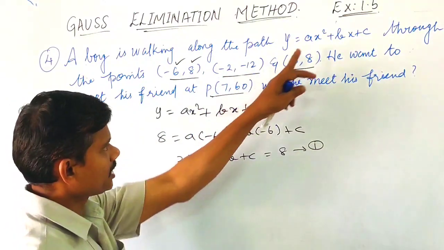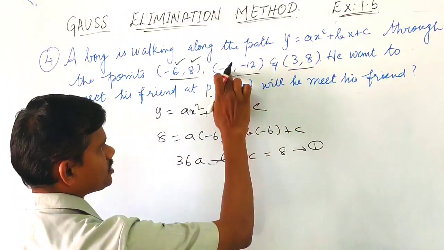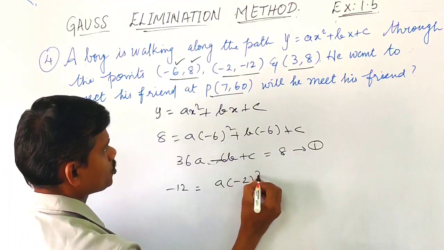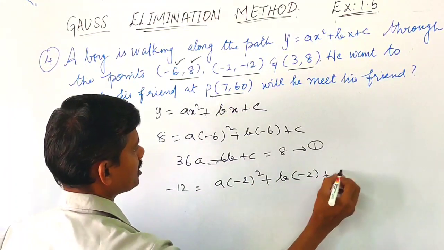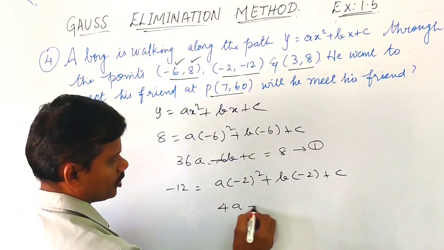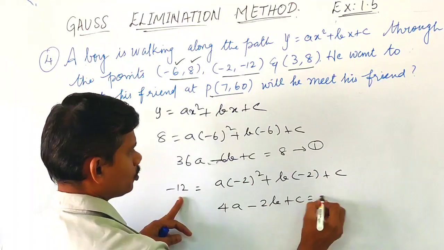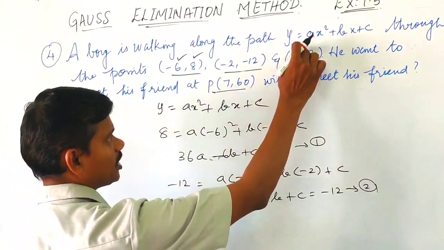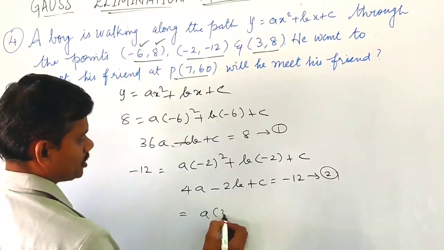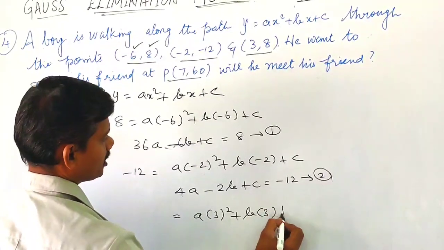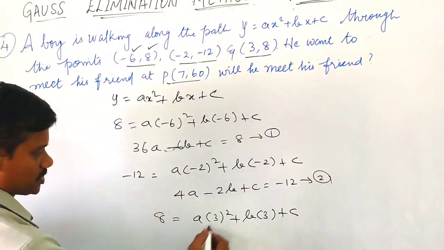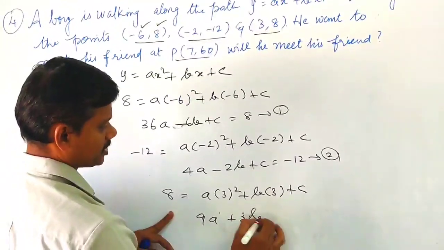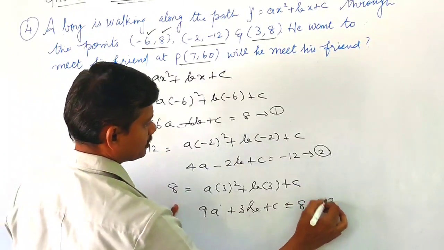From the second point, we get the second equation by substituting x as minus 2 and y as minus 12. So minus 12 is equal to a into minus 2 square plus b into minus 2 plus c, which gives 4a minus 2b plus c equal to minus 12. This is the second equation. From the third point, we get the third equation. Substitute x as 3: a into 3 square plus b into 3 plus c. Here the value of y is 8, which gives 9a plus 3b plus c equal to 8. This is the third equation.